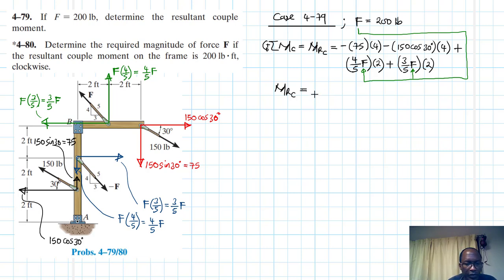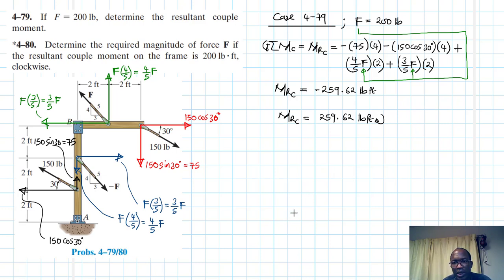So we get a negative 259.62 pounds feet. This can also be written as 259.62 pounds feet, and this one is clockwise. It is clockwise, so it is in this direction like that. So we can also write it like so.